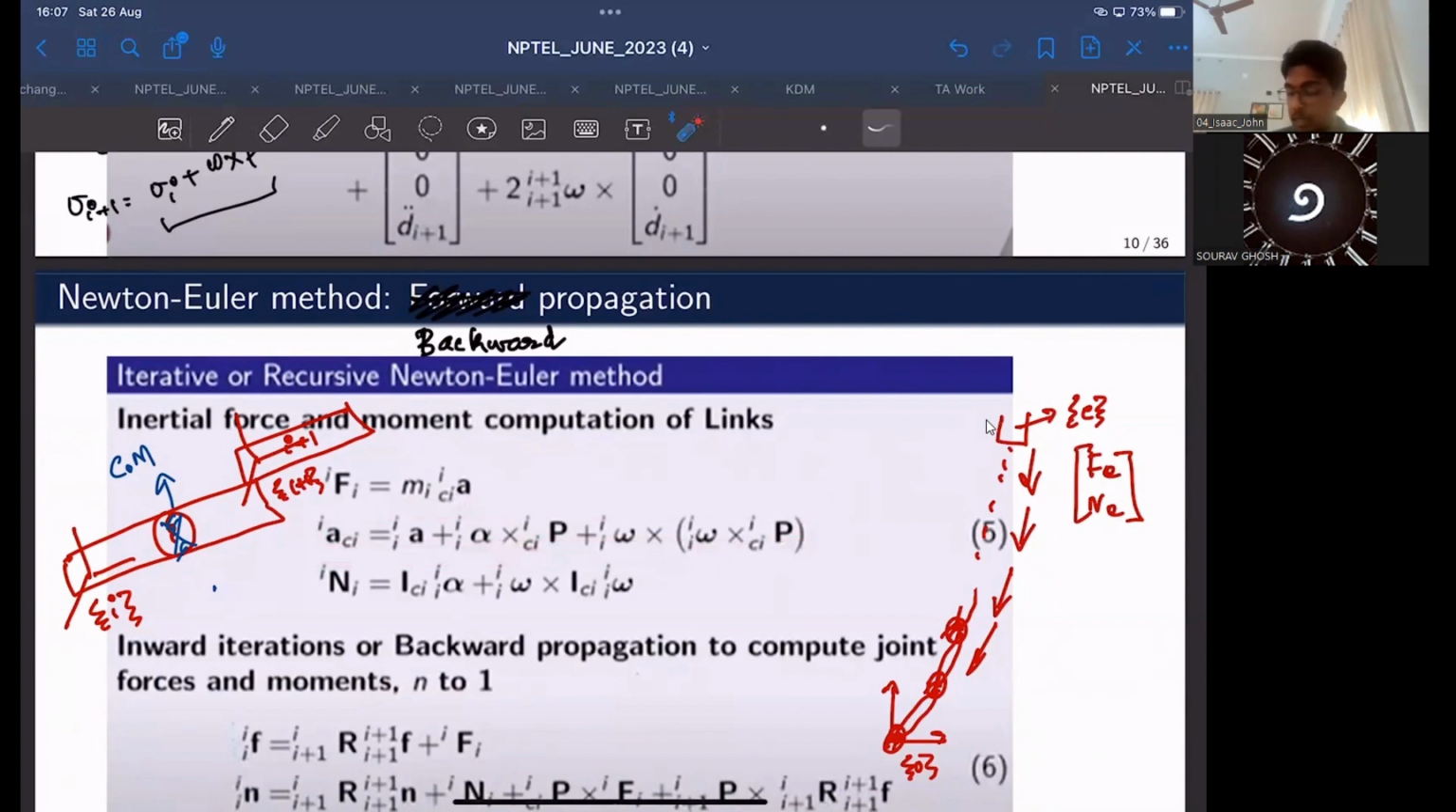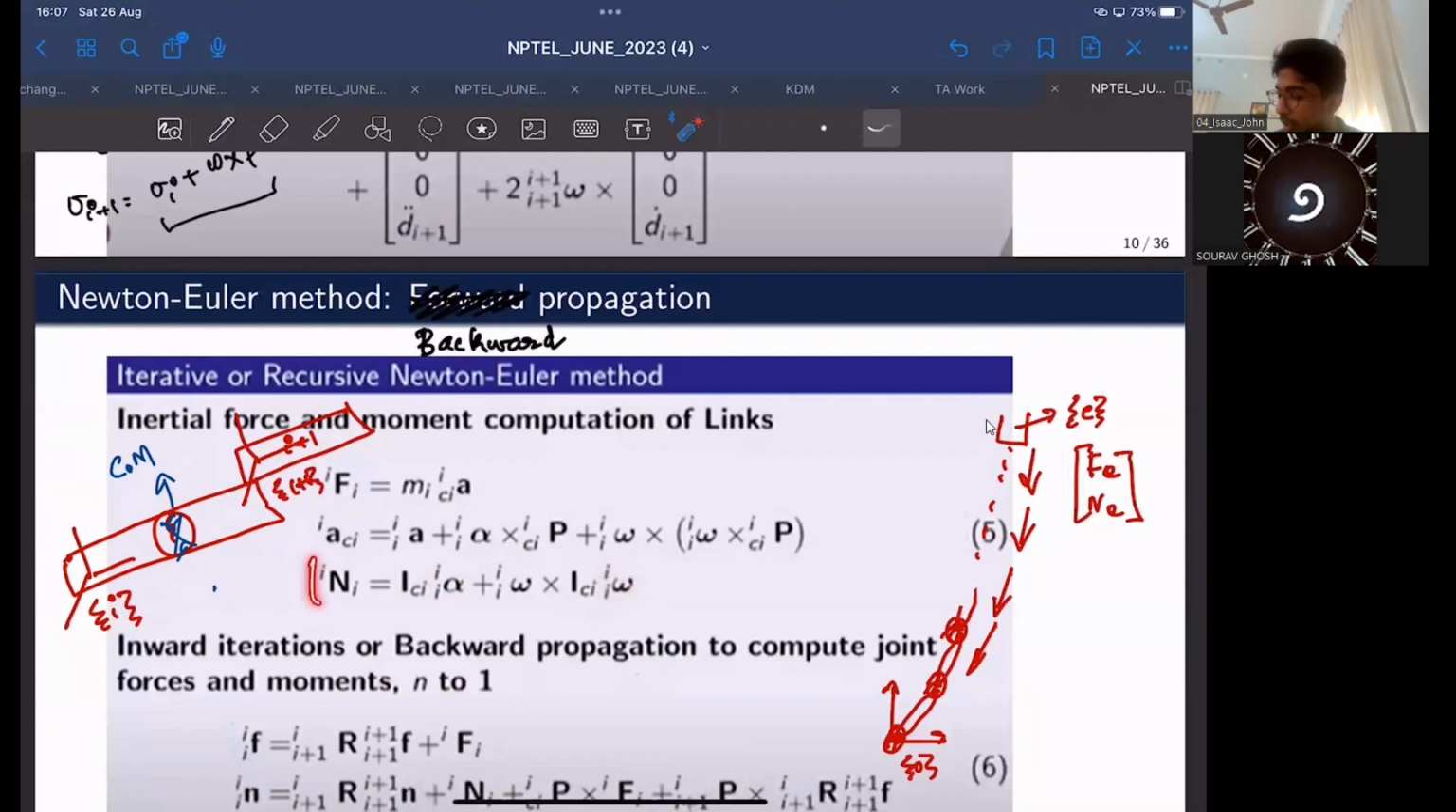Right? And now we come on to the Euler equation. We have seen this earlier. The Euler equation would be ICI, that is the inertial tensor expressed with respect to a frame attached at the center of mass, times I alpha I. So I alpha I, we have already obtained this expression using forward propagation, plus I omega I cross ICI times I omega I.